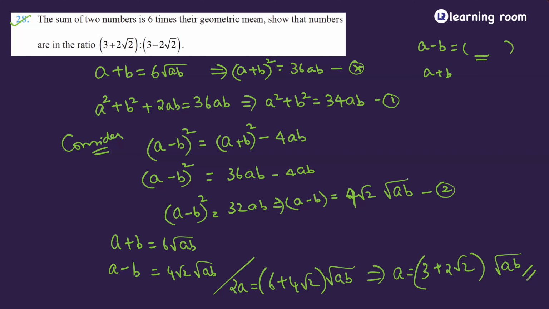So you got this. Similarly, subtract both. When you subtract both, you will get 6 minus 4 root 2. So 2B is equal to 6 minus 4 root 2 times root AB. Take 2 common, you will get 3 minus 2 root 2. Take the ratio, root AB will get cancelled. You're done. Did you all understand this logic? This is a very, very important step.